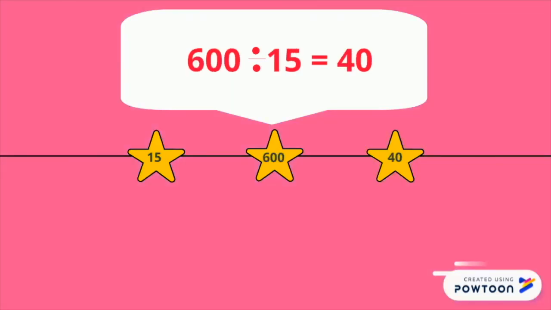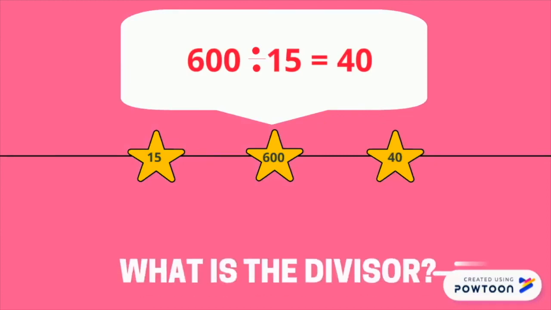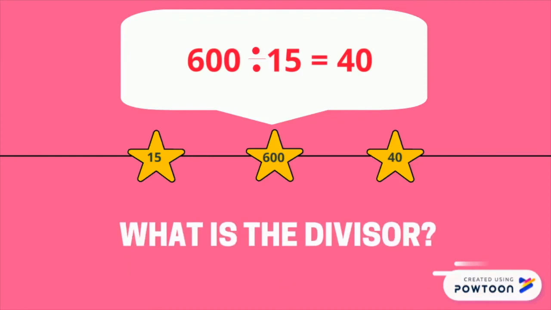Let's look at another example. 600 divided by 15 is equal to 40. What is the divisor? If you said 15, you are correct. Awesome job, guys.